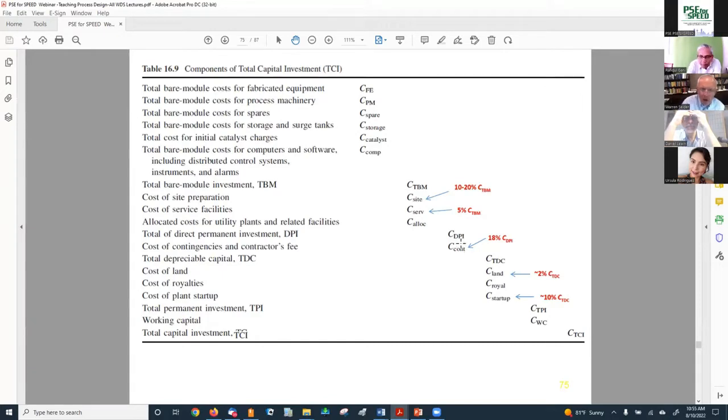I'm sorry, what did I say? There's the 18%, my mistake. And that gives you now the total depreciable capital. That's what I should have said. And now you have to estimate the cost of land and the cost of startup. We take a multiple of the total depreciable capital for them. That gives us a total permanent investment. Then once you know the operating costs, you can estimate the cost of working capital and you get the total capital investment. This is a very important part of our chapter 16 and it's discussed at length.